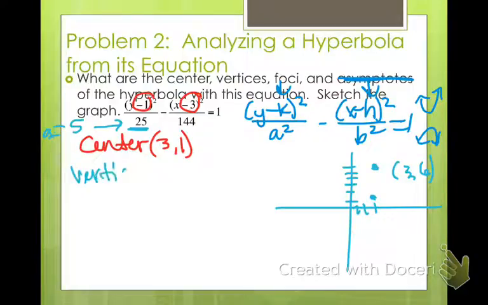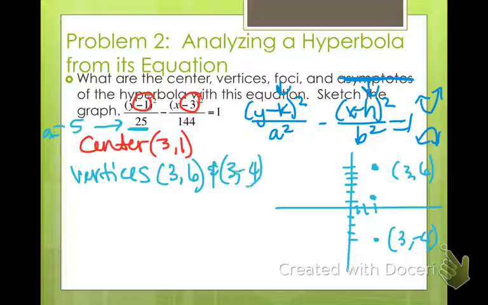So we have one vertex at (3, 6). And the other one, we go down 5 units. 1, 2, 3, 4, 5. Right here. This is (3, -4). Okay, so there are your vertices.